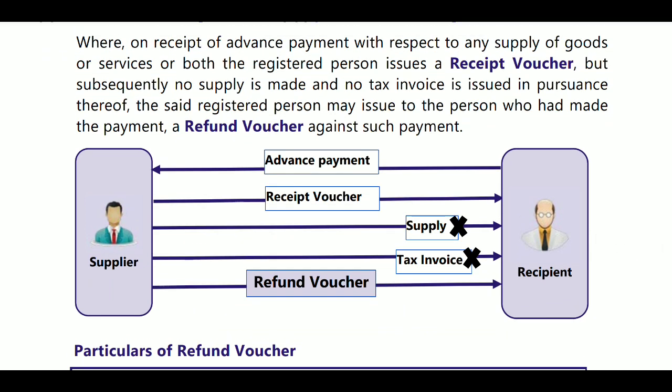Next, refund voucher. What is there in a refund voucher? In the last case, the supplier received the advance and issued the receipt voucher. That is the first case. Now the supply was not made, so a tax invoice is not required, and whatever amount he has received, he will refund. Whenever he is refunding that amount, he will issue a refund voucher to the recipient.